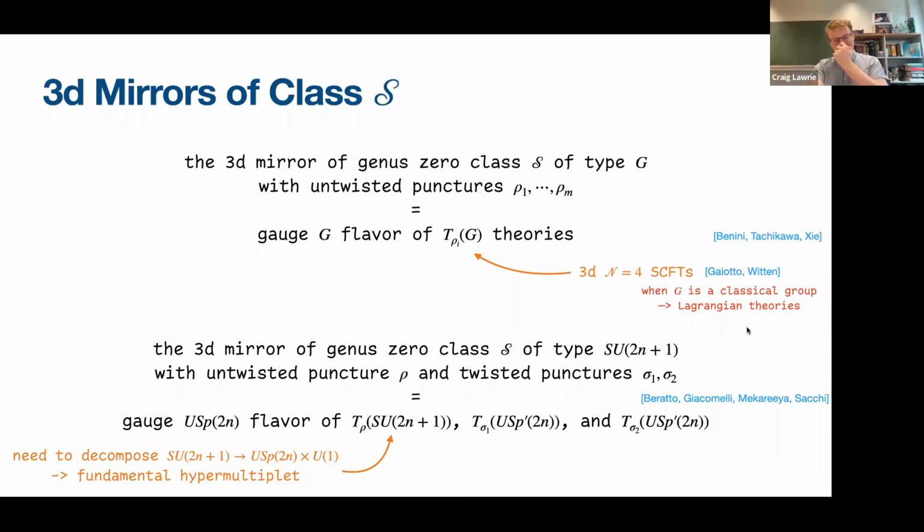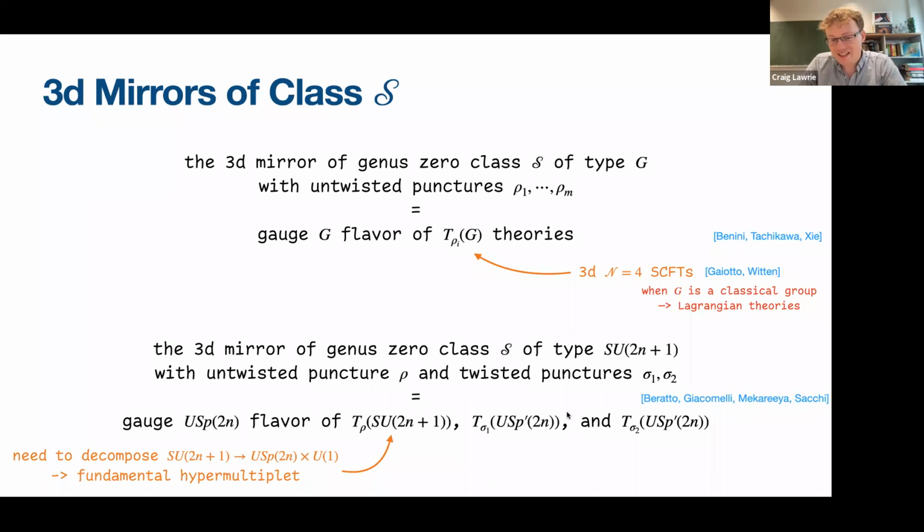Okay, so what happens when you include twisted punctures? In particular, what happens when you include class S of type A even with twisted punctures? This is something which was studied about a year ago by these four authors, including Matteo, who also wrote this paper with us, of course. And what happens is you take the partition associated to SU(2n+1) and two C partitions associated to twisted punctures, and you gauge the common USp(2n) flavor of these three theories.